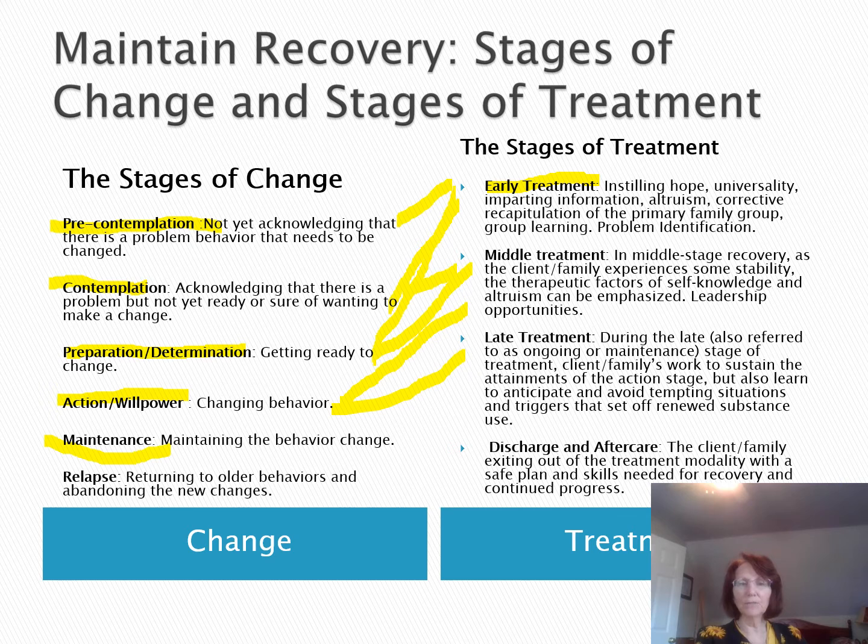The maintenance stage of change is usually seen in late treatment and discharge or aftercare. And that's maintaining the behavior change. That's when they've been sober for 6 months to a year. And what happens in discharge and aftercare is the client family is exiting the treatment modality with a safe plan and skills needed for recovery and continued progress. So they are walking the walk, they are doing the deal, they are in the maintenance stage of change, and they have their client and family support behind them.